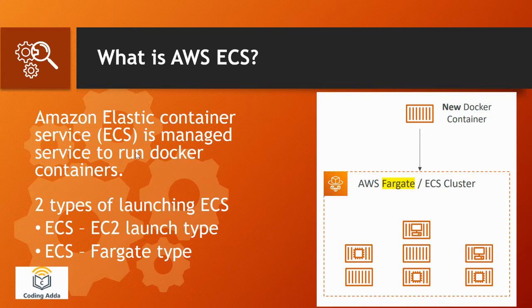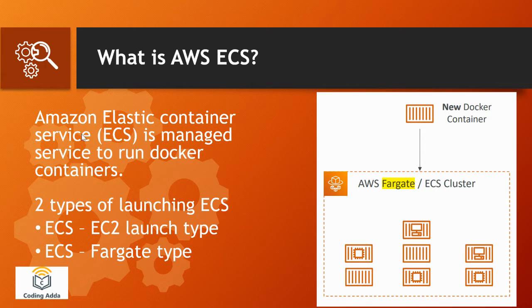So ECS is basically a service on which we can run those containers that we created, right? There are two types in which we can launch these ECS cluster instances. One is using the EC2 launch type, and the other one is the Fargate type. In the EC2 launch type, we need to first provision the EC2 instances, and on top of that we run our containers, right?